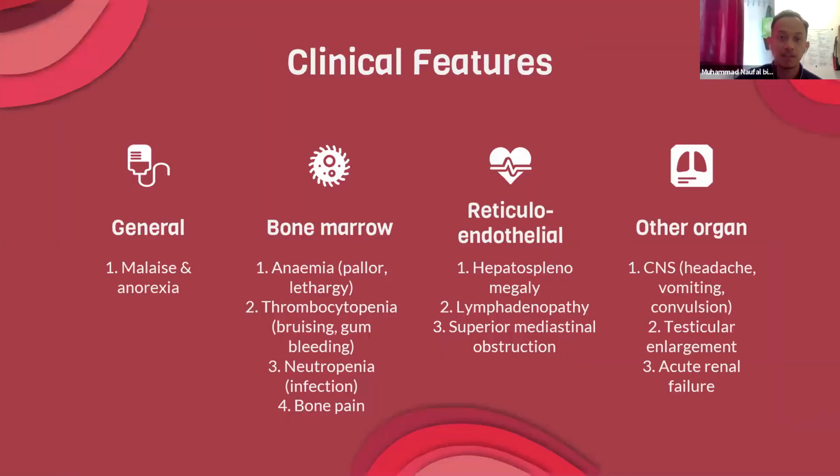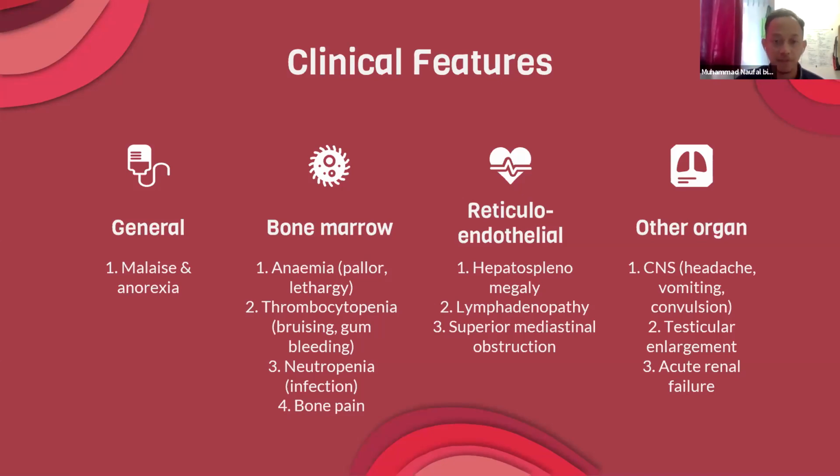Okay. So next I will present about the clinical features of the ALL. Just like I said before in the definition, the lymphoblast will have the clinical features because of bone marrow failure and also organ infiltration. So the clinical feature is based on the pathogenesis that I have stated before. The first one, in general, there will be malaise and also anorexia.